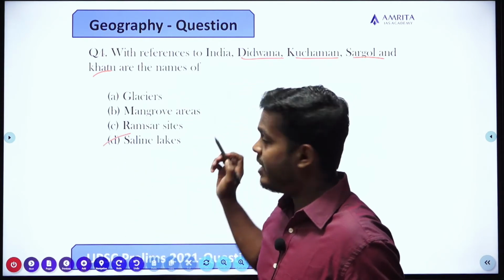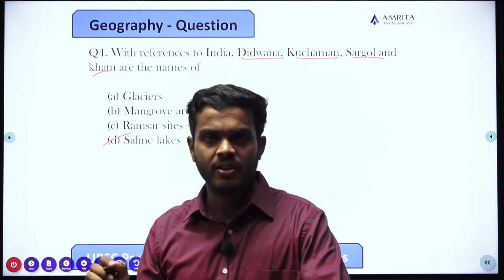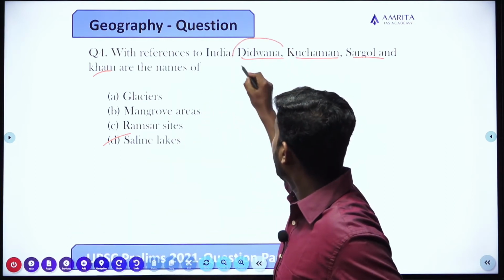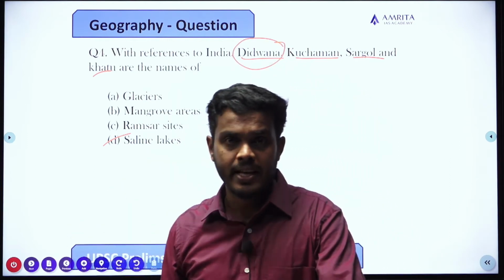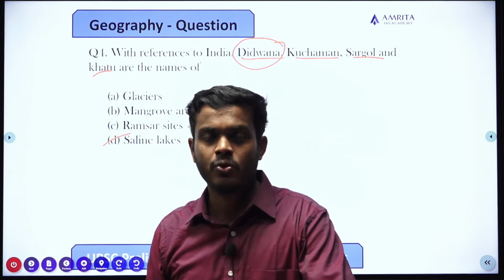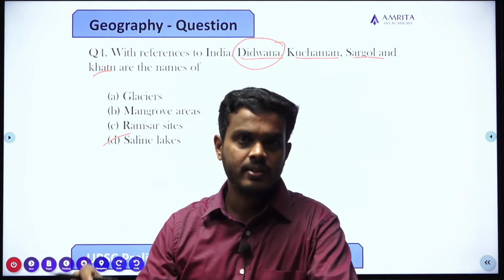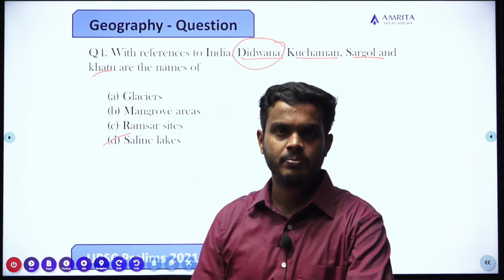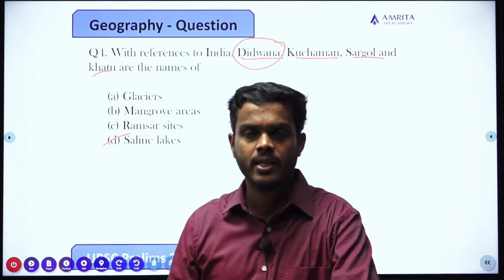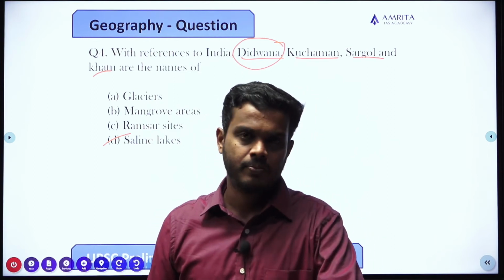Here there is one keyword which is Didwana. Didwana is a saltwater lake in Rajasthan. It is a famous saltwater lake in Rajasthan. If you know that particular fact, then you could have arrived at this answer. This is a kind of factual question which is being asked.